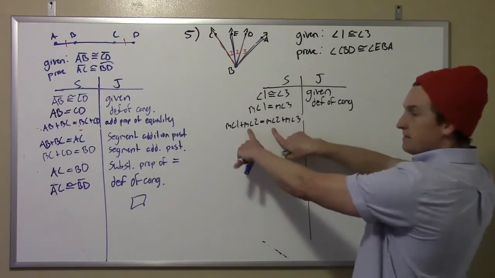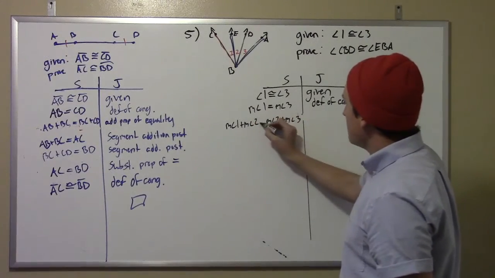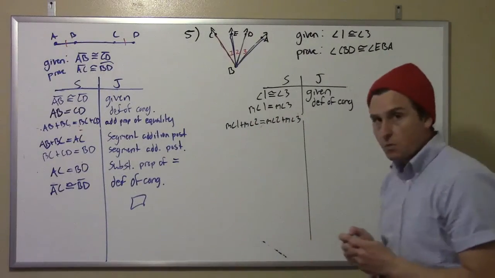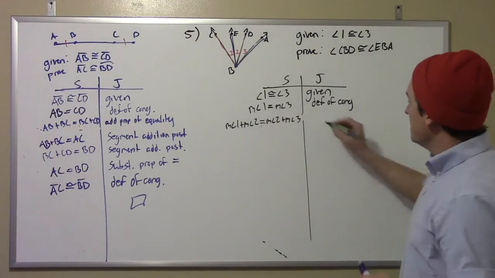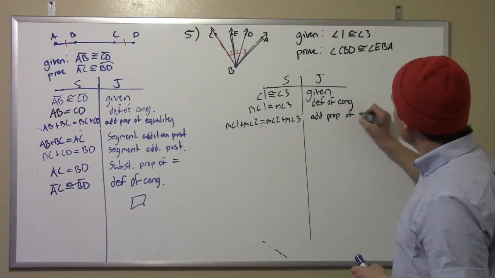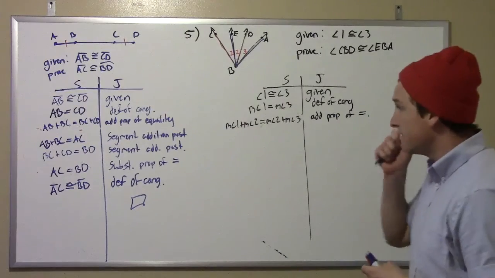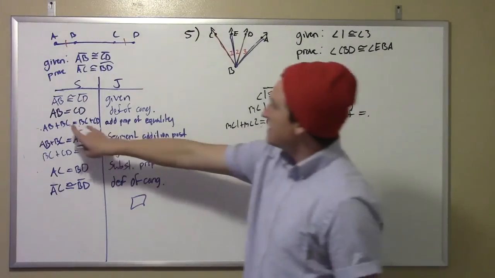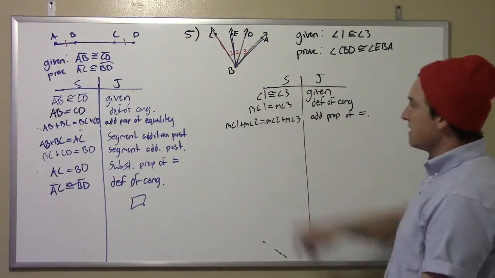All we did was add the measure of angle 2 to both sides of this equation. And again, it may not be super obvious why we're doing that right now. We're going to need that statement in just a second. This is the addition property of equality, right? Just like we had over here. Same idea. Here we added a segment measurement on both sides. Here we're adding an angle measurement on both sides.